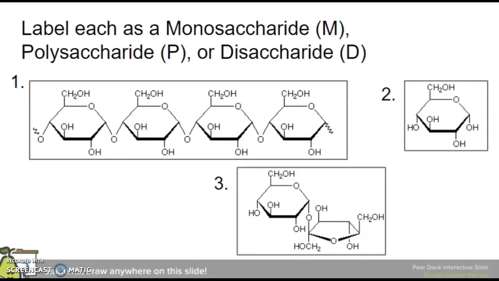So let's take a look. We've got to label each one of these as a monosaccharide, a polysaccharide, or a disaccharide. So remember, mono means one, poly is many, and di is two. So the first one here, this one's made of many things. So this would be a polysaccharide, many hexagons. Number two, monosaccharide made of one hexagon. Number three, I know this one's not quite a hexagon, pretend it is. This would be a disaccharide.